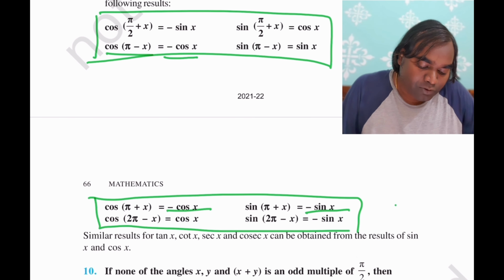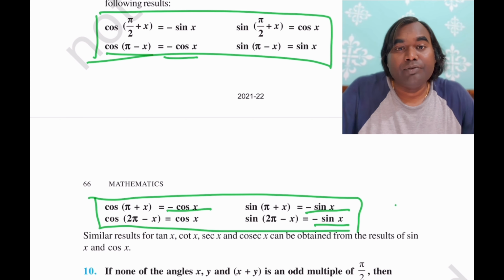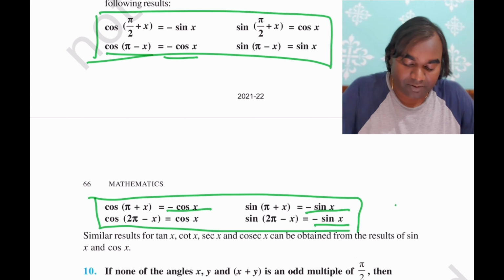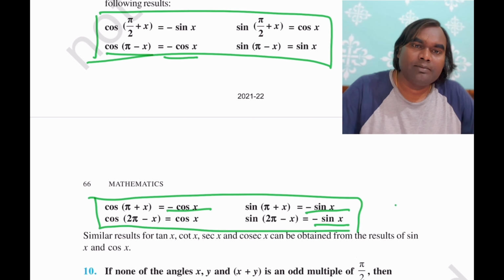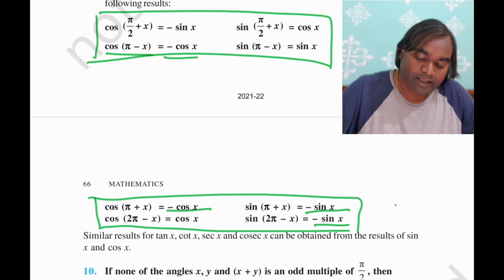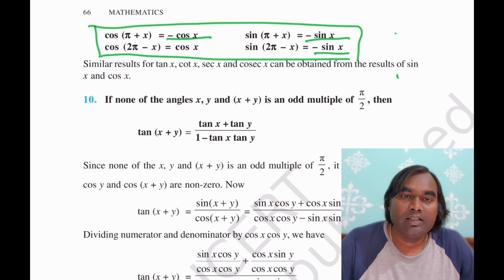And cos(2π − x) is equal to cos x, and sin(2π − x) is equal to −sin x, because you know that the sin value in the fourth quadrant is negative, so that's why. So you can remember the relationships by applying these quadrant sign conventions.